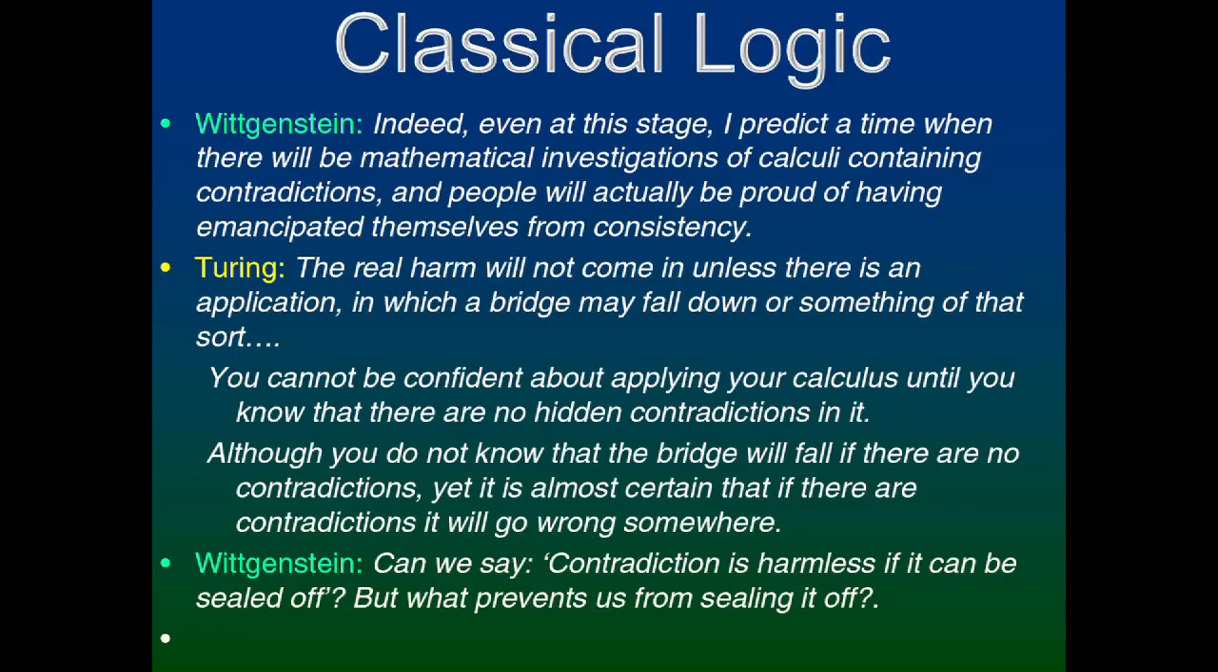And then Wittgenstein says something very important. He says, contradiction is harmless if it can be sealed off. But what prevents us from sealing it off? Nothing except 2 millennia of tradition of logic, going back to Euclid, right? Mathematicians aren't going to give that up lightly, for sure.